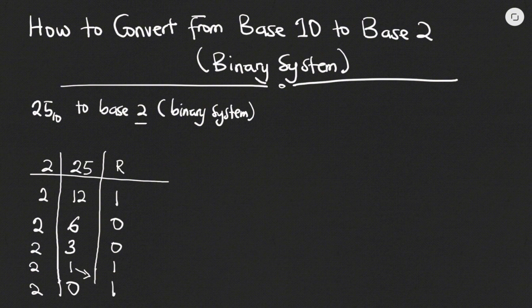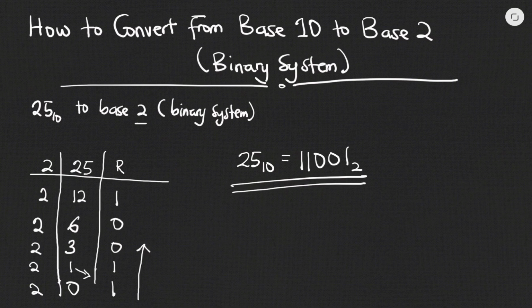So this is what we have, and so we write our answer from bottom to the top. Therefore, 25 base 10 to binary, or base 2, is equal to, starting from the bottom, 11001. So it is 11001 base 2. This is my answer if I convert 25 base 10 to base 2.